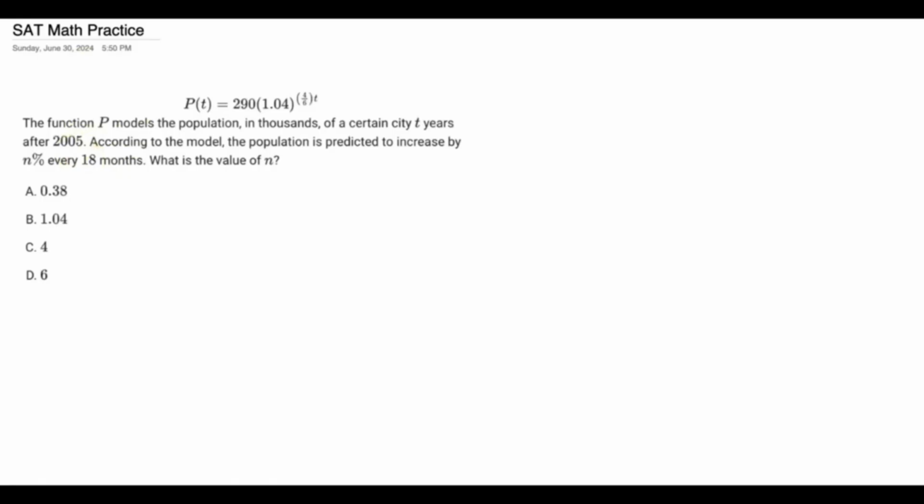All right, so first off, we want to know how much it increases every 18 months, but in our equation, t is represented by years, and so we want to convert this 18 months to years. So 18 months is just 1.5 years, right? And so now what we can do is just plug 1.5 into our equation, and it's actually funny because 2/3 times 1.5 gives us 1, right? So in reality, when we raise the 1.04 to a power of something, we're raising it to a power of 1.